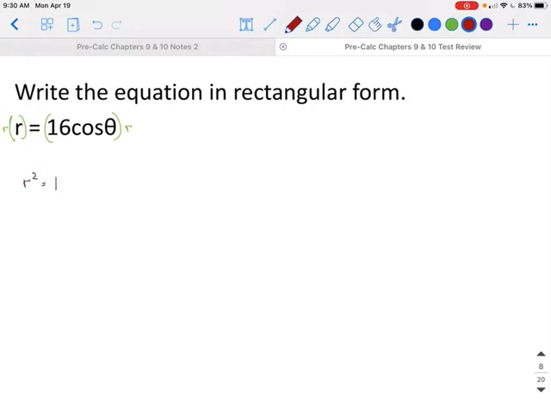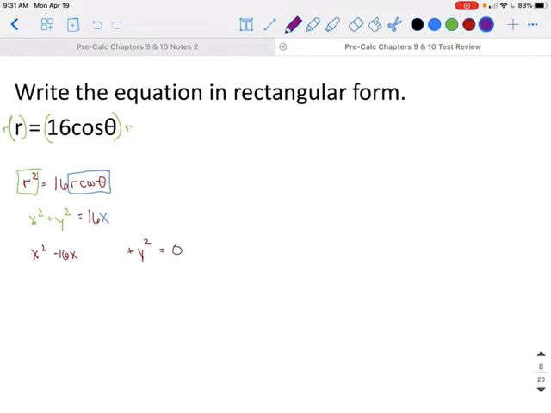R times r gives us r squared, and r times 16 cosine can be 16r cosine of theta. Now, like I previously stated, r squared in rectangular form is just equal to x squared plus y squared. And r times cosine in rectangular form is just equal to x. So if we rearrange this, I can write this as x squared. If I bring the 16 over, it'd be minus 16x. I'm going to leave a space.